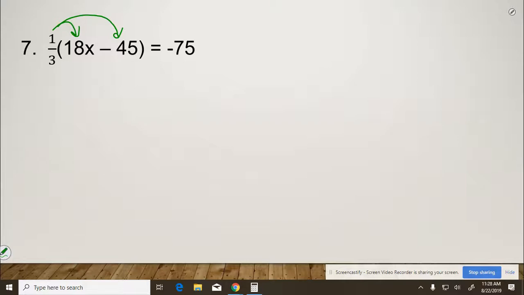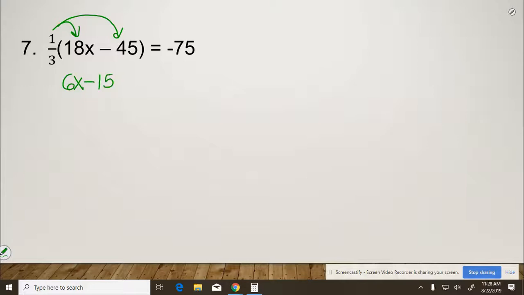Now, multiplying by 1 is not going to change the answer. So if you have 1/3, you really only have to divide by the denominator. If you have 1 in the numerator, you're really only dividing by the denominator because multiplying by 1 doesn't affect the answer. So 18x divided by 3 is 6x. And negative 45 divided by 3 is negative 15.